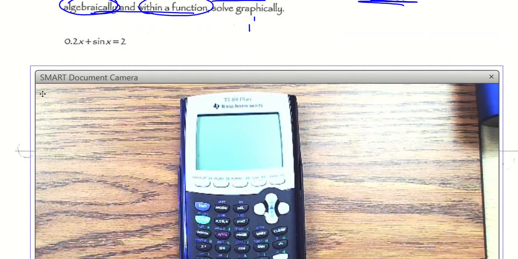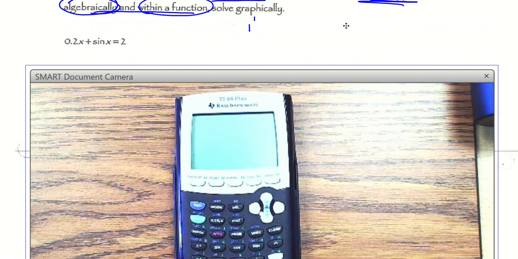So let me see if I can bring this down. All right, so here's our example. I have the equation positive 0.2x plus the sine of x equals 2.